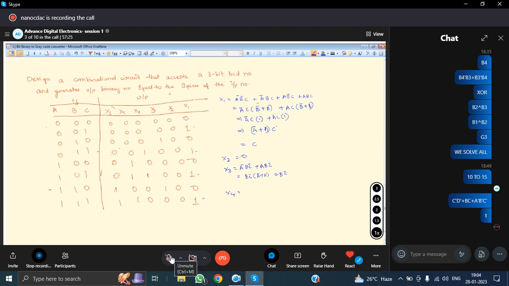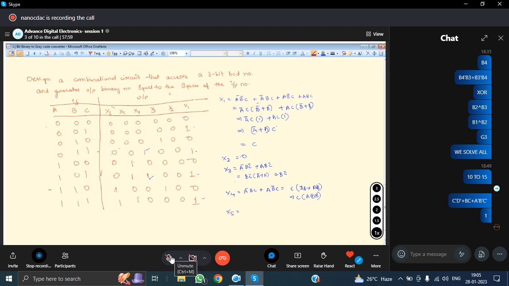x4 చెప్పండి. x4 చూడండి. a is equal to, you can write it as what? c common తీసి a bar b plus ab bar. దీని ఎలా రాయొచ్చు? c ఇంటూ a xor b అని రాయొచ్చు.